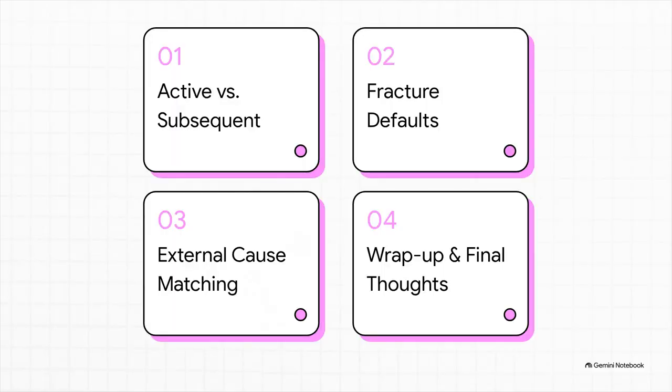Let's get into it. Here's our battle plan for today's masterclass. First, Trap 1, active versus subsequent care. Second, Trap 2, fracture defaults. Third, Trap 3, external cause matching. And finally, we'll wrap up with some final thoughts to lock it all in.